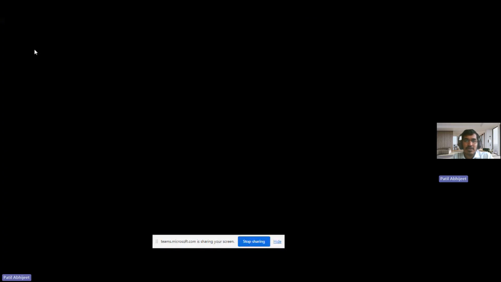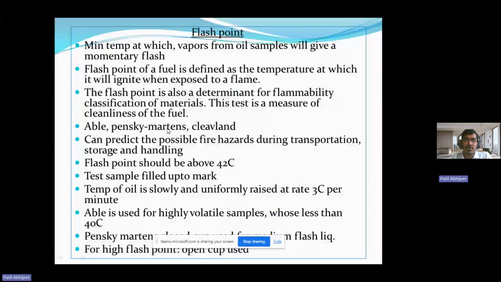Now these are the properties of petroleum fractions. These include flash point, cetane number, octane number, and various other properties. The first important property for any fuel is the flash point. Now, what is flash point?